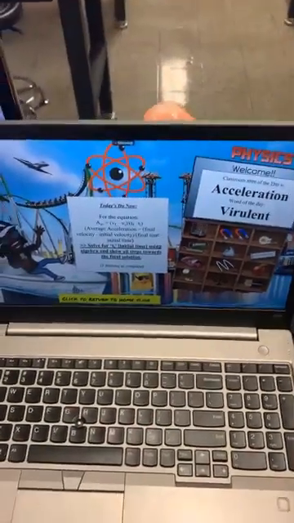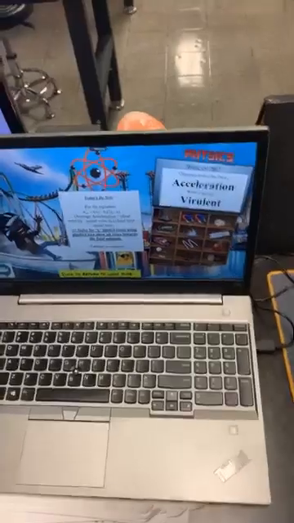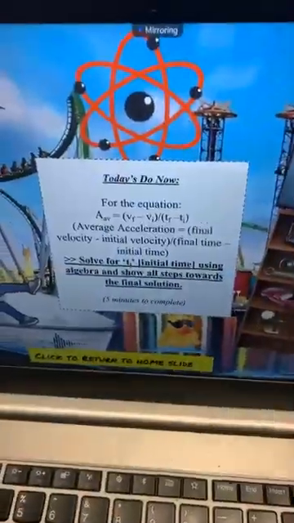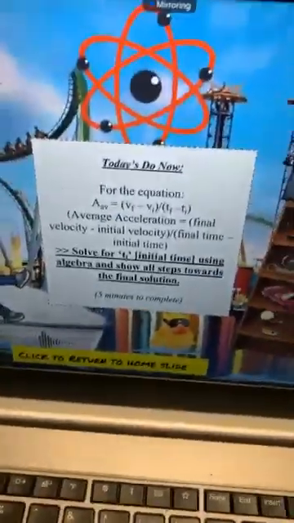I gotta do it this way, because if I do it this way, is it inverted? No, it's not. So the front screen doesn't invert. All right, so this is what we're going to do. Today's do now. All right, and we got to solve for TI. This is for students, because usually students don't come in until Tuesday. I don't know, the weekend always slows them down.